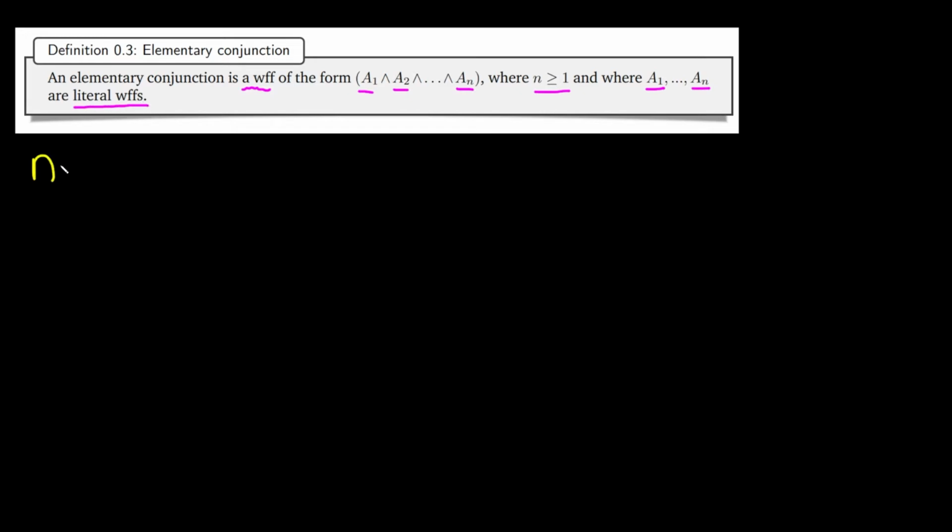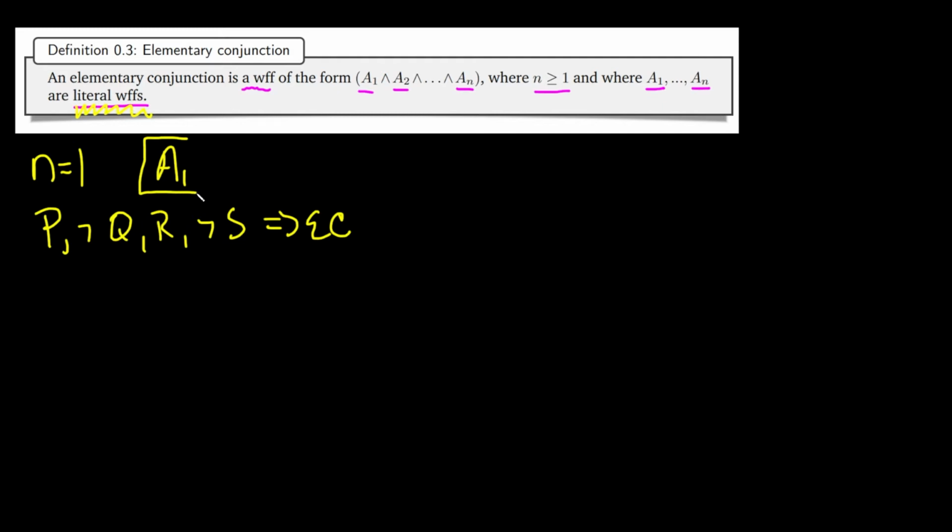Let's start by looking at a case where n is equal to 1. That is, we're looking at a formula that is simply a proposition. In order for simply a formula or proposition to be an elementary conjunction, we see that it has to be a literal. So what this means is a formula like P, not Q, R, not S, all of these would be elementary conjunctions. And again, the reason is they are a formula, and that formula is a literal.